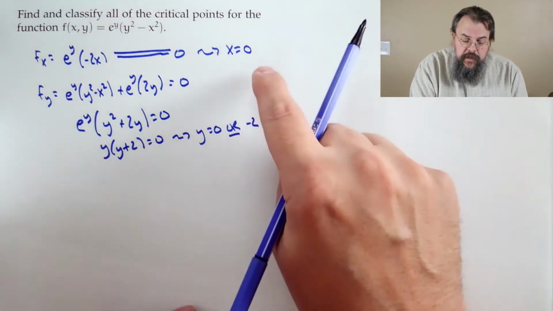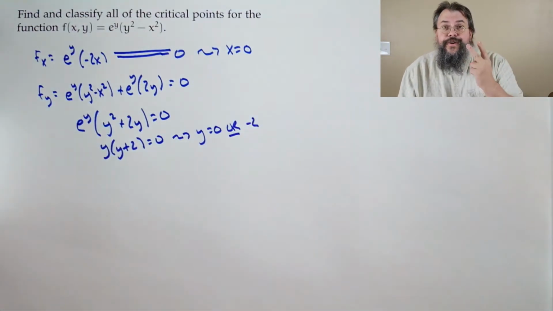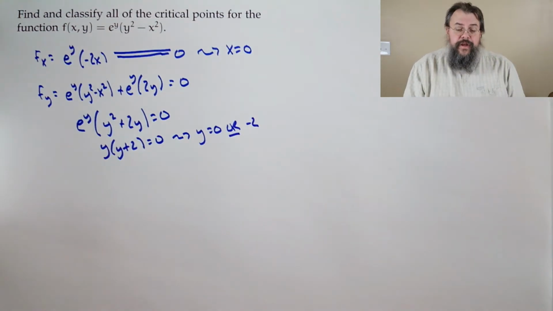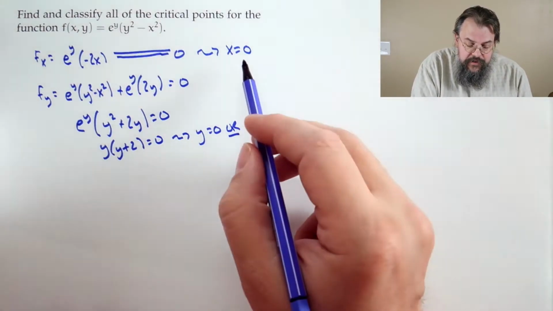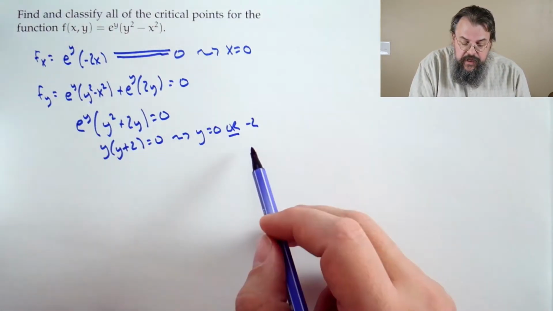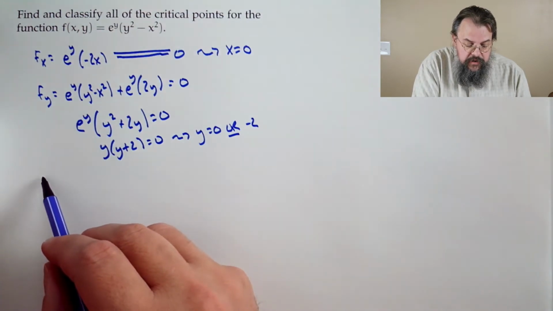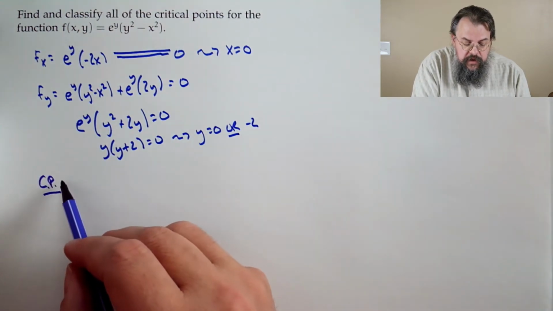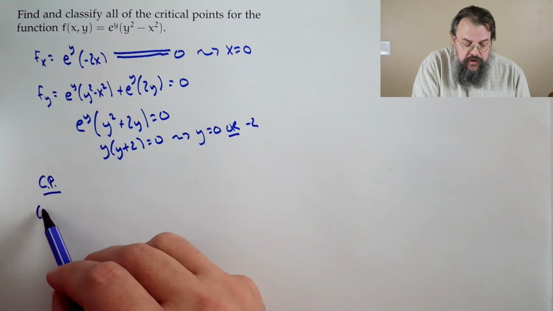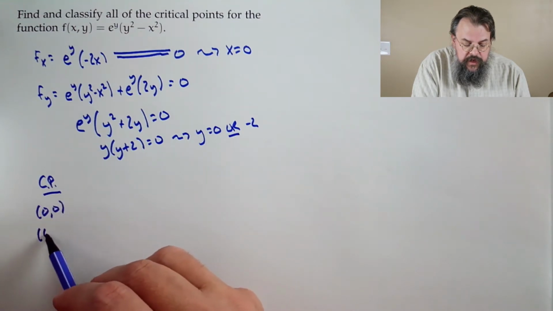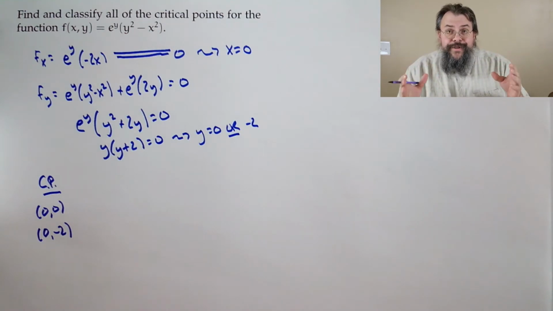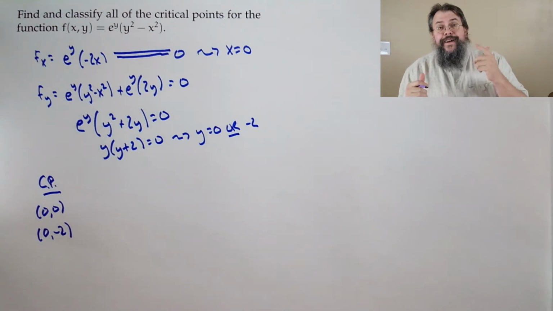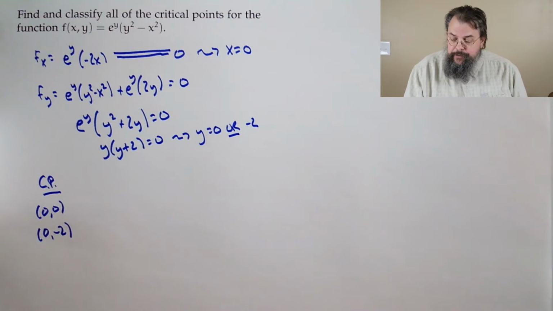When we combine, we say there are 2 candidates, 2 places where we may have something interesting happen. There are 2 critical points, really. And they are at (0, 0) and (0, negative 2). Okay, so our critical points are (0, 0) and (0, negative 2). Well, that's only part of the story, right? Because we did the find, got to do the classify.